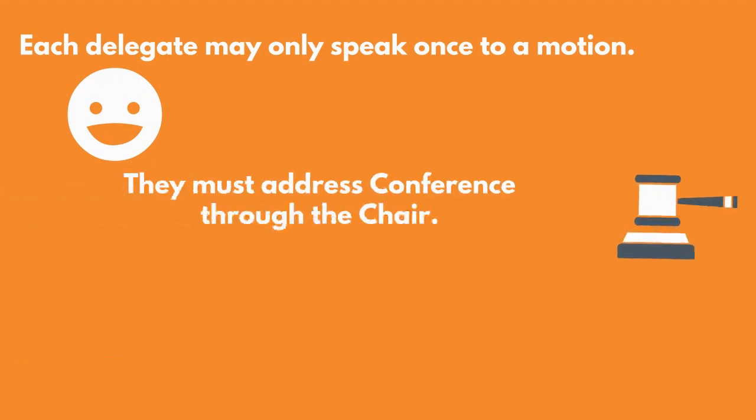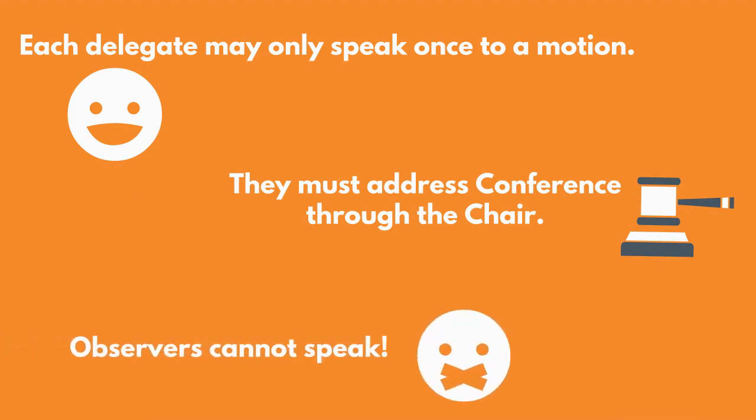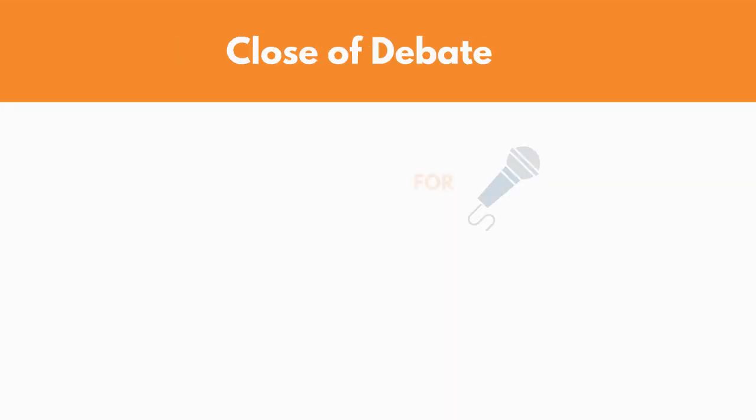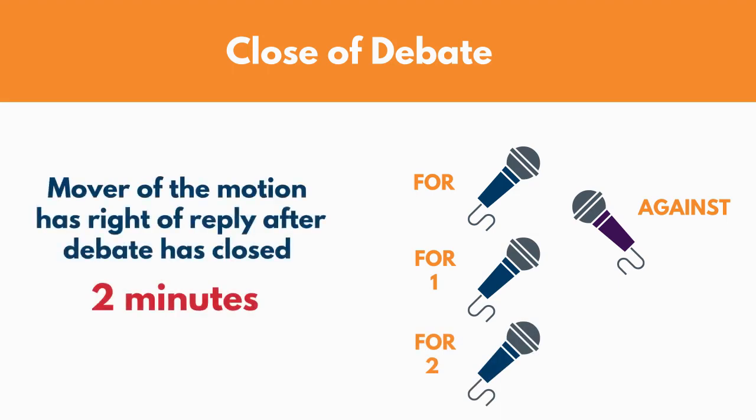When you do speak, you must address conference through the chair as they control debate. If you are an observer, you don't have the right to speak during debate. Only registered delegates have that right. The chair closes debate and can do so if 2 delegates have spoken for or against the motion consecutively. This is to prevent repetitive discussion. Once debate has closed, the mover of the motion has the right of reply. They have 2 minutes for this.